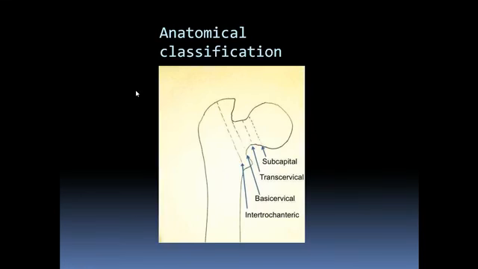And it is an anatomical classification just for academic purpose. It is subcapital and transcervical through the neck, and basicervical near the trochanter, and there is a line, the intertrochanteric line. It is an intertrochanteric fracture.